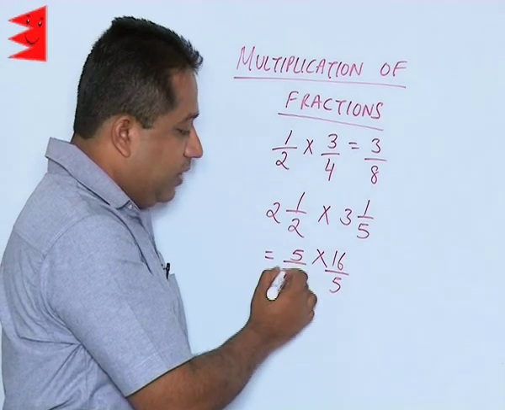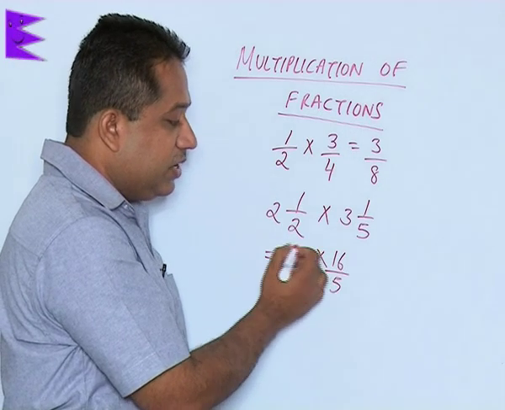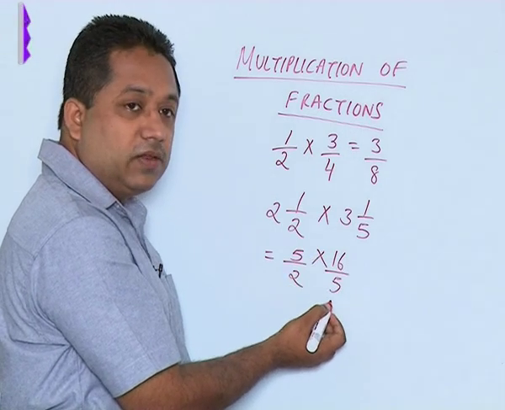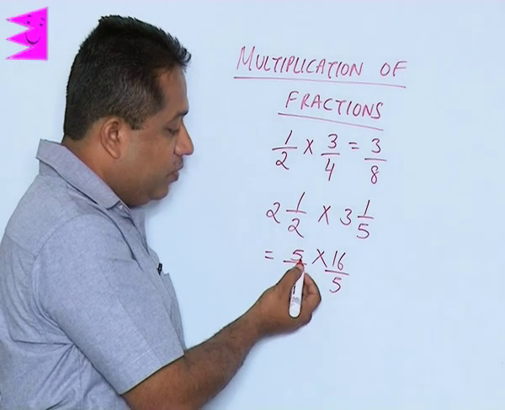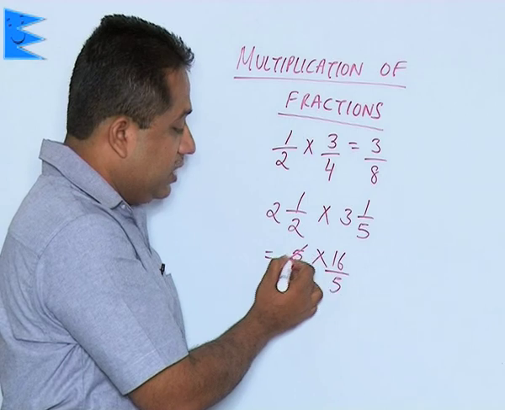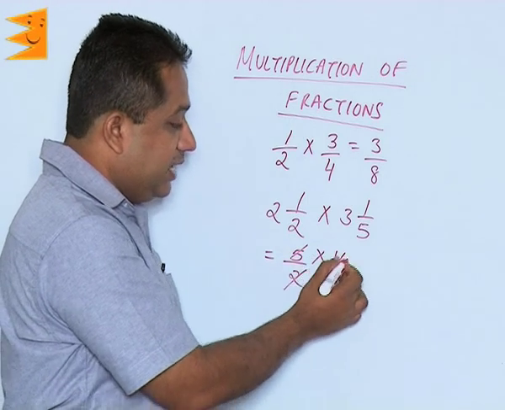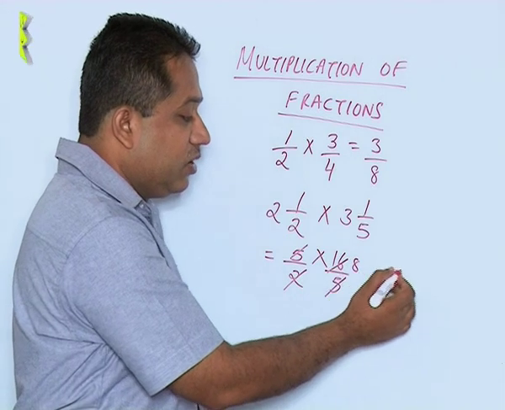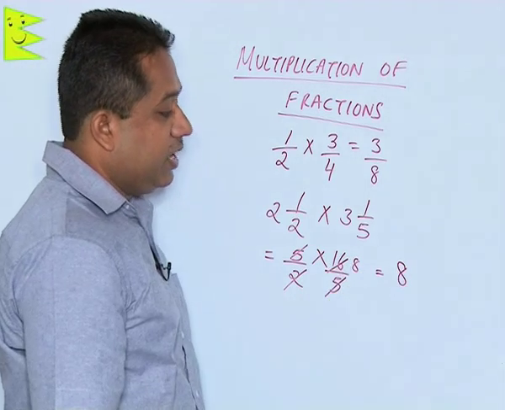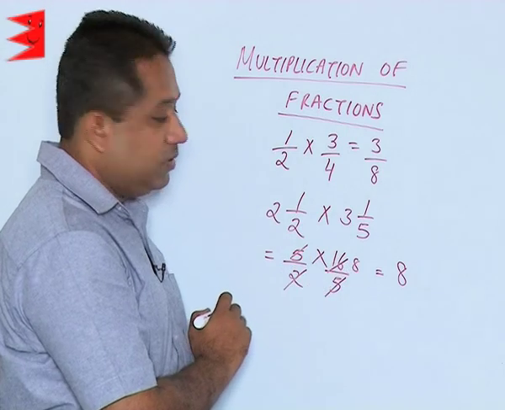Now, before multiplying this, we are going to see whether we can cancel out some terms of the numerator and denominator. Now, we can see there is a 5 in the numerator here and there is a 5 in the denominator here. So, we can cancel this, and we can also see that 2 will go 8 times in 16. So, therefore, our final answer is going to be 8. So, this is how we are going to multiply two mixed fractions.